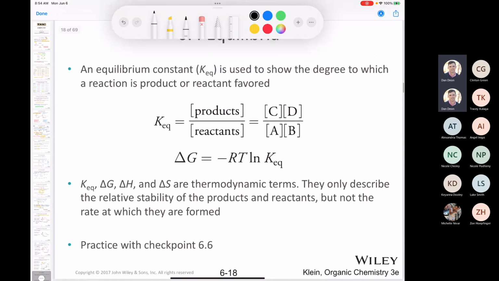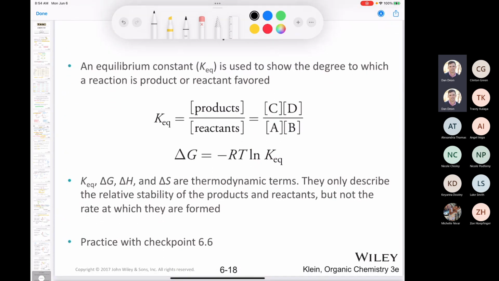Well, let's move on from here. It says that an equilibrium constant, or KEQ, big K, uppercase K, is used to show the degree to which a reaction is product or reactant favored. So let's think about this. If we have products in the numerator, if you have more products than reactants, what's K going to be? Is it going to be greater than 1 or less than 1 if you have mostly products?